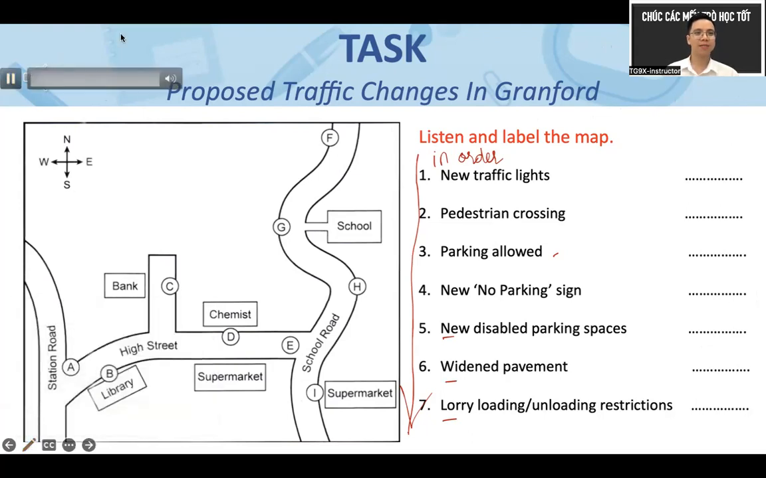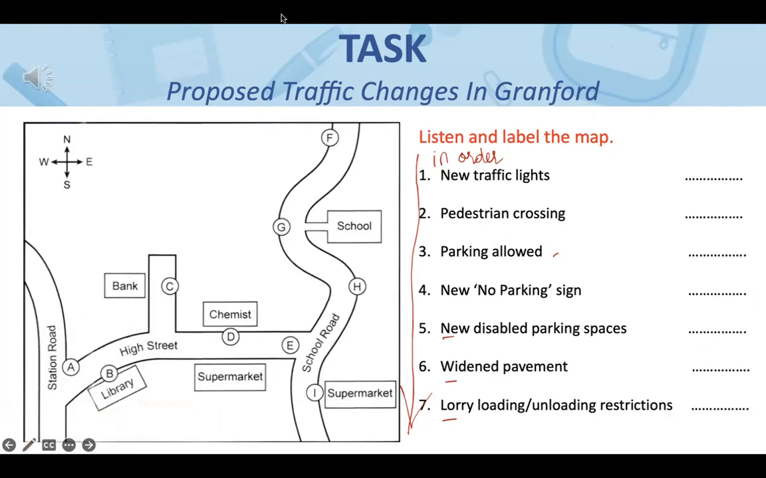Here we go. Okay, so this slide shows a map of the central area of Cranford with the High Street in the middle and School Road on the right. Now, we already have a set of traffic lights in the High Street at the junction with Station Road, but we're planning to have another set at the other end at the School Road junction to regulate the flow of traffic along the High Street.